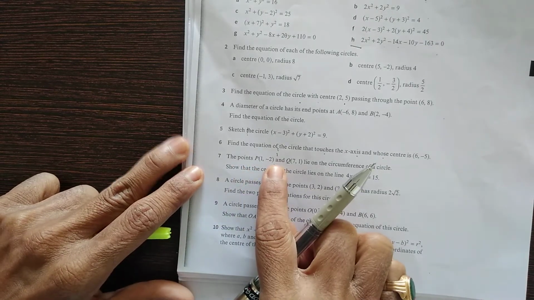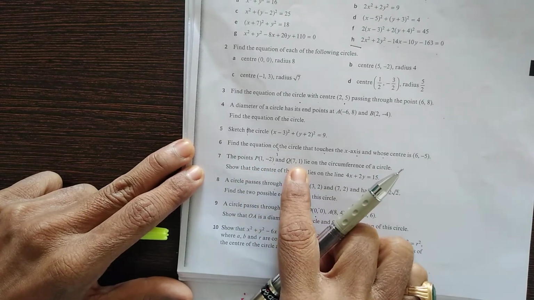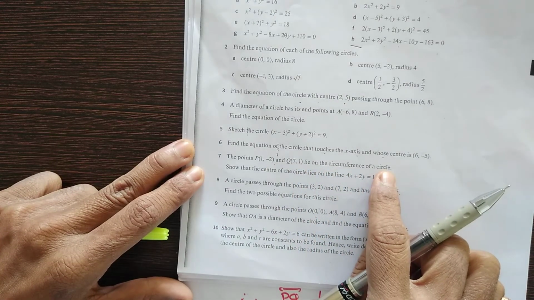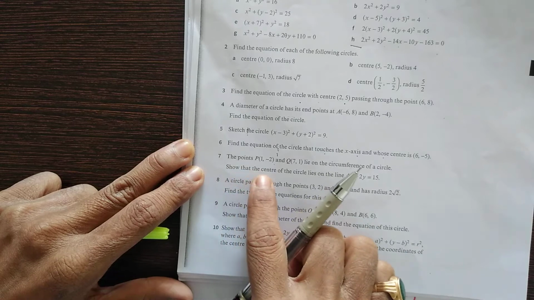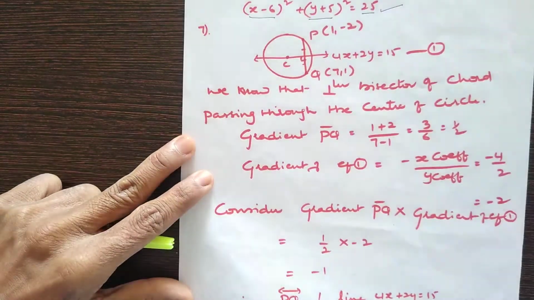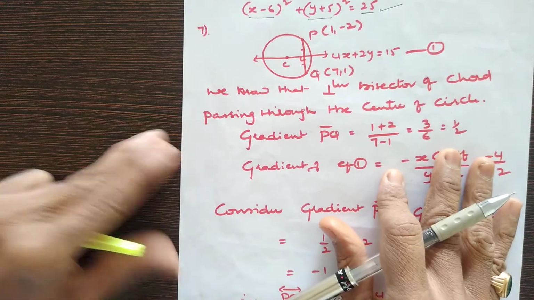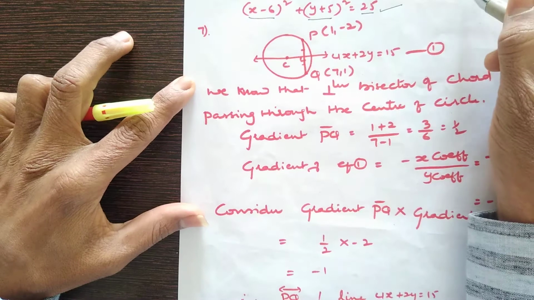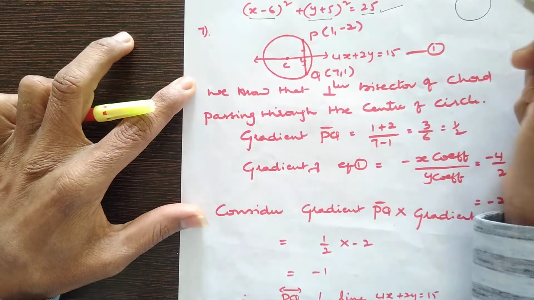The points P(1, -2) and Q(7, 1) lie on the circumference of the circle, and show that the center of the circle lies on the line. Now see here, you know very well. So one concept I will say before this explanation.